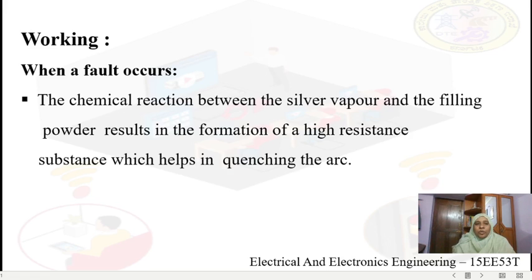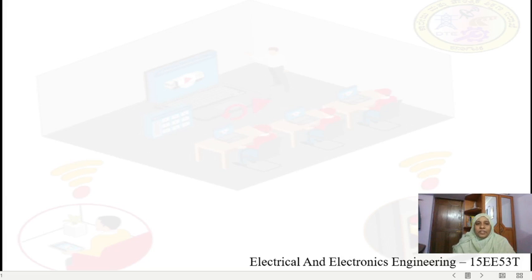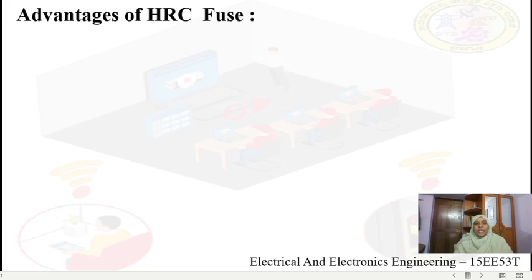Once the arc is put off, the further damage to the circuit is reduced. This is how the fuse makes the faulty circuit into an open circuit and separates the faulty part and the healthy part, and it will not allow the fault to spread to the healthy part. The fault gets localized. So next we will see the advantages of HRC fuses.